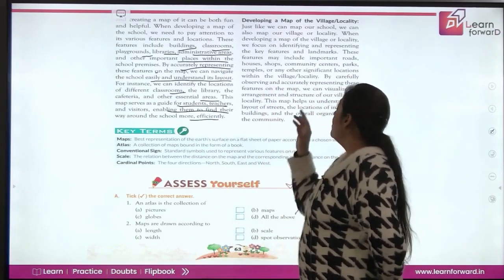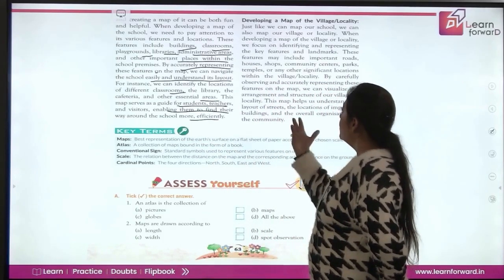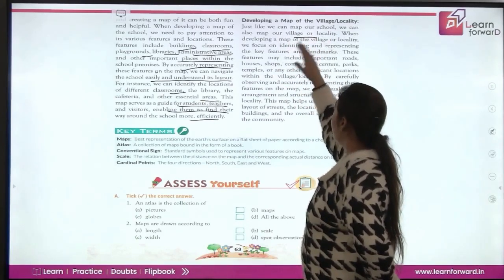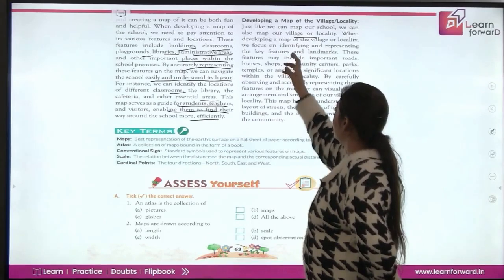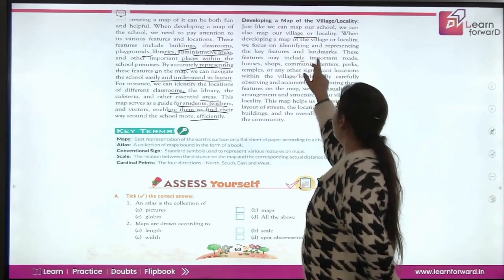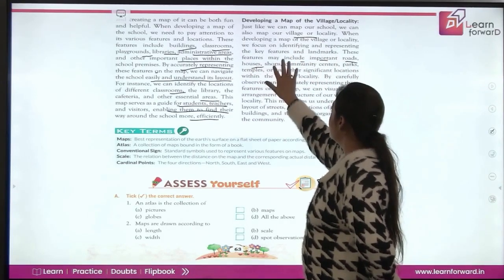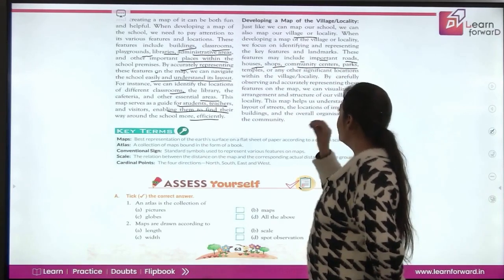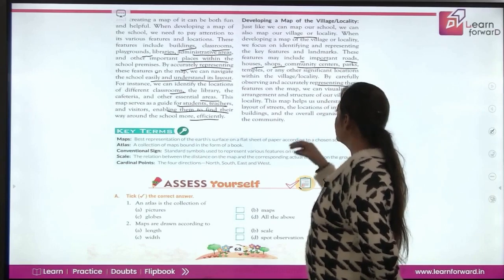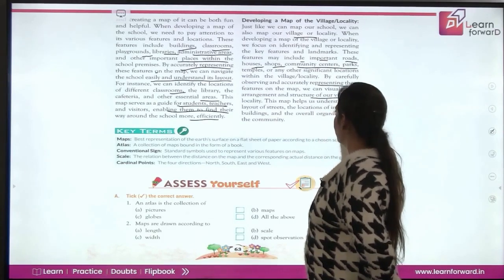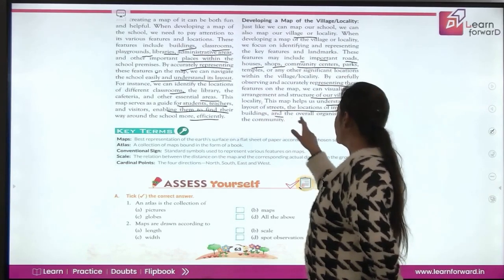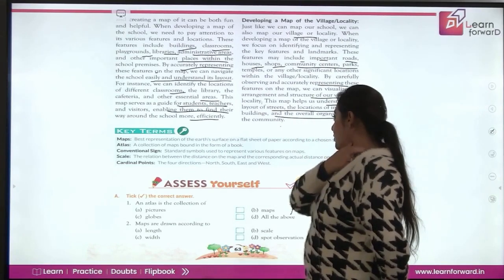Now, developing a map of a village or locality, how can we do this? Just like a map of a school, we can make a map of a village also. And how do we incorporate the key features and landmarks? It may be the roads, your houses, your shops, your community centers, parks, temples, etc. And by carefully observing and accurately representing these on the map, it helps us understand the structure of a village or locality. It helps us understand the layout of a street, location of important buildings, and overall organization of the community. So it's very easy.